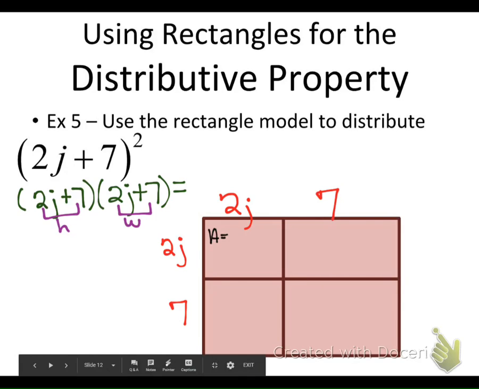Okay. Now we go through and we find our areas. Area equals what? 2j times 2j equals 4j squared. Nice. Okay. The area of the second rectangle. A equals 7. Always do what first? Always do your height first. 2j times 7, which equals 14j.